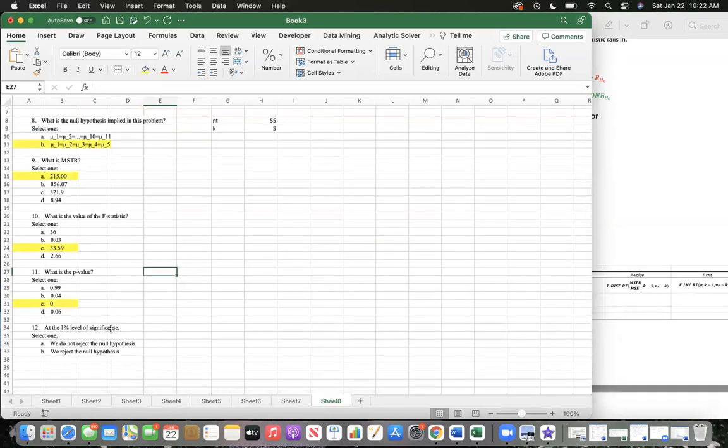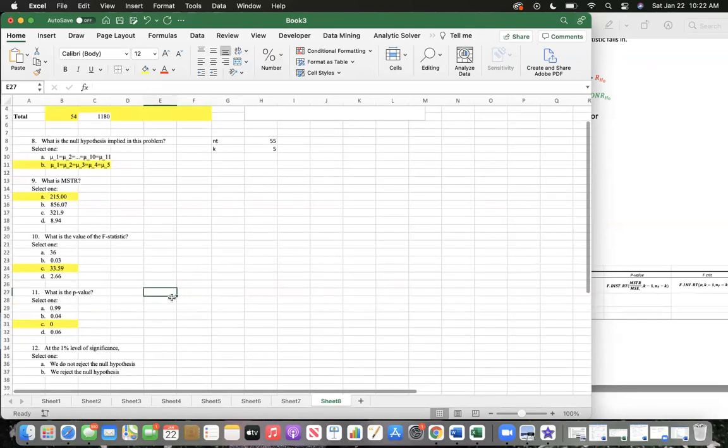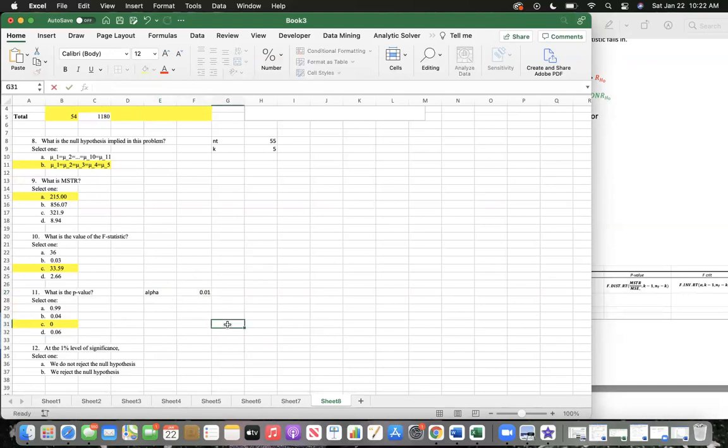And at 1% level of significance, do we reject or do not reject? So what's our alpha? Our alpha is 0.01, right? What's our p-value? Our p-value is close to 0. So I say 0. Because our p-value is less than alpha, that means we reject. So that would be our answer.